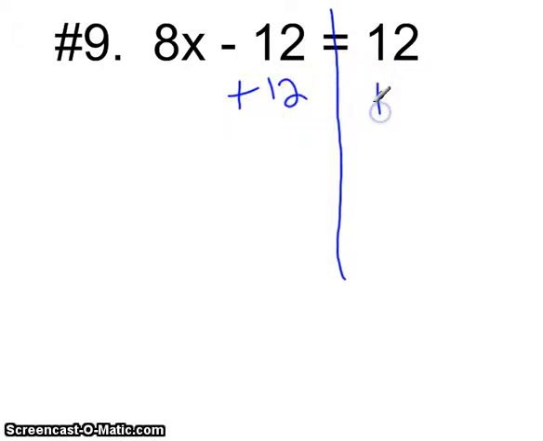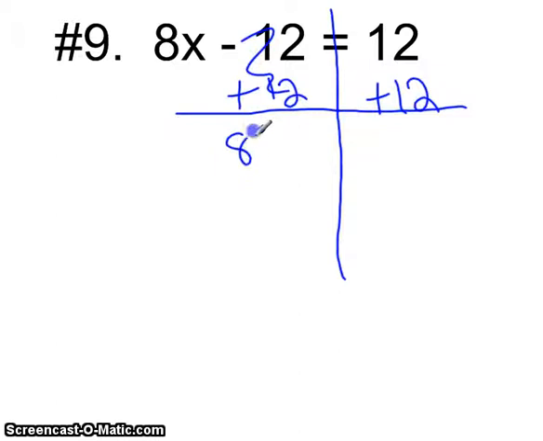Then since we did it to the left side of the equal sign, we have to do it to the right side of the equal sign. A negative 12 and a positive 12 is 0. So we're left with 8x equals 12 plus 12 is 24. Alright, we're getting there, almost done.